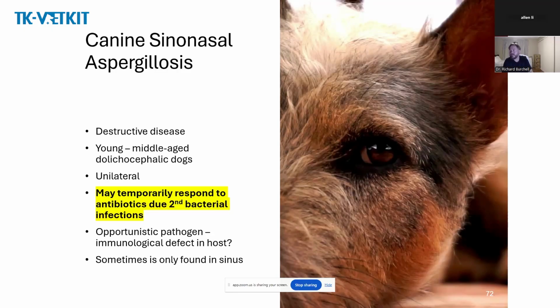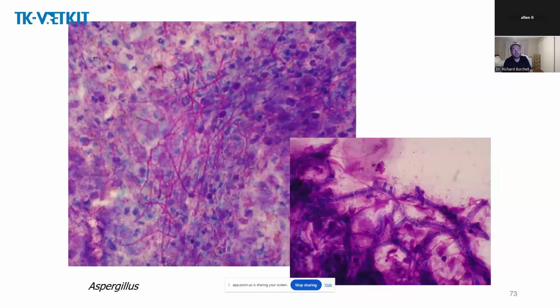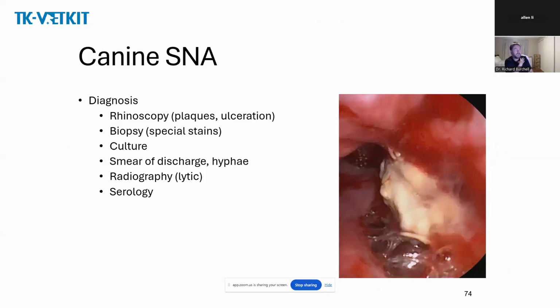Another important thing is that the fungus is sometimes only in the sinus. It's usually caused by fungi from the Aspergillus group. The diagnosis is most heavily reliant on identifying fungal plaques on rhinoscopy and a destructive pattern. The fungal plaques are very distinctive. They are pale, white, tough, almost have a mushroom type consistency to them.